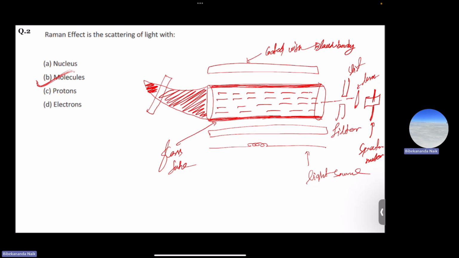So the Raman effect is the scattering of light with molecules. The scattering of light with electrons is called the Compton effect. So I hope this is clear to everyone. Now we'll move to the third question.